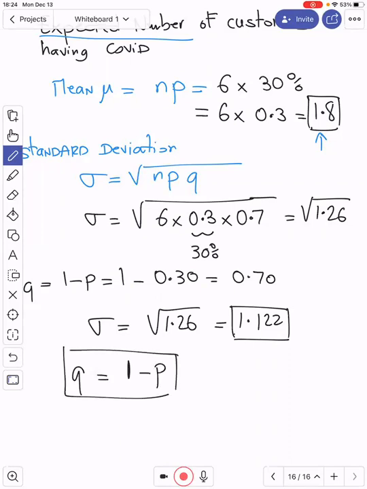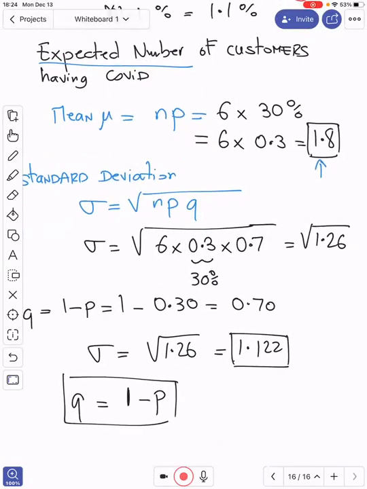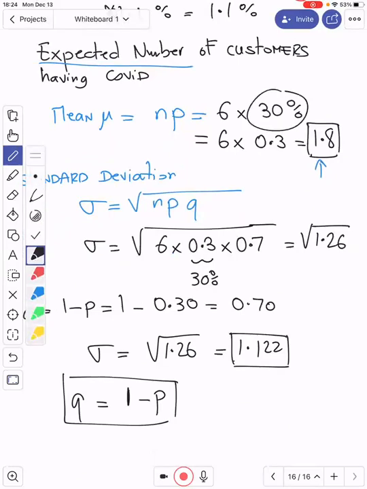The percentage you have in the problem, like here we had 30%, right? That's your P, the 30%. So the Q is 1 minus P. Yeah, that's always true. Q is 1 minus P, all the time.